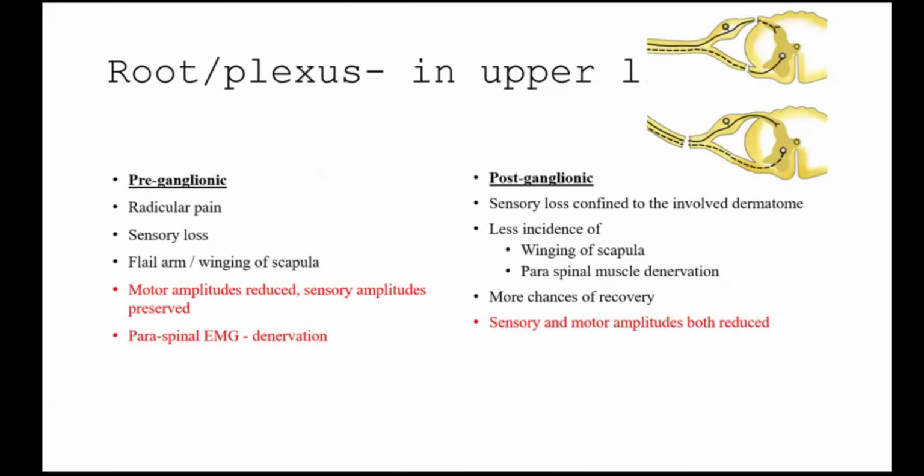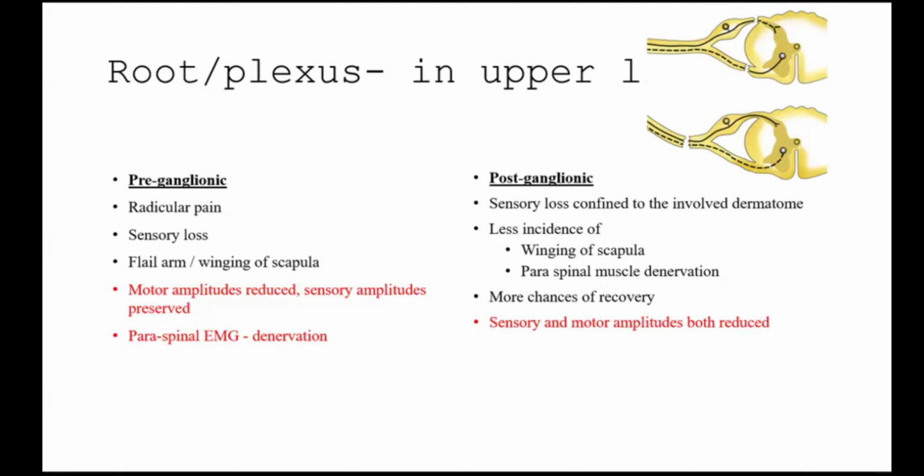Now, when it comes to root and plexus diseases, the important differentiation here is to understand preganglionic diseases versus postganglionic diseases. So when it comes to this differentiation, now preganglionic patients will have a lot of pain and will have a lot of sensory symptoms, whereas postganglionic, the sensory symptoms may be localized only to the particular dermatome. And in nerve conduction studies, the classic pattern of intact sensory amplitudes will occur in the preganglionic because it is proximal to the dorsal root ganglion.